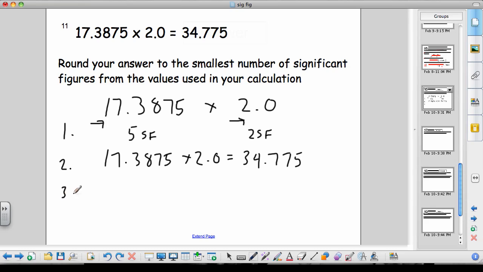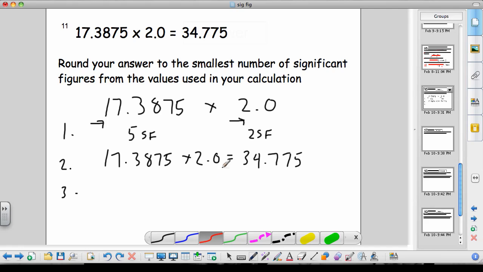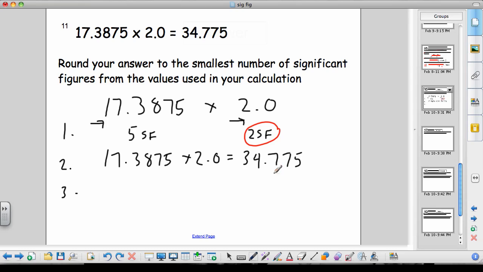Step number three, look at which value is lower for the number of sig figs that I started with. So out of these two values, in step one I had 5 and 2. 2 is lower. I need to take my answer here and now round this to only 2 sig figs. So 34.775, let's take a look. I'm just going to write it one more time under here. I'm going to underline the first two digits that I want. That's how many sig figs I want. I'll look at the number just to the right. I see that that number is 5 or greater. It's a 7.